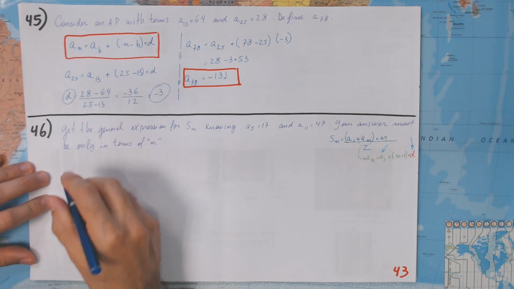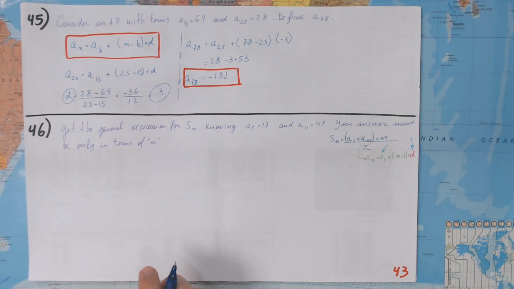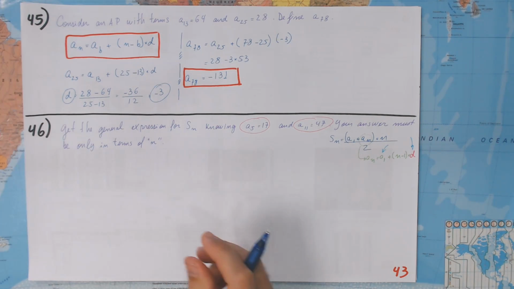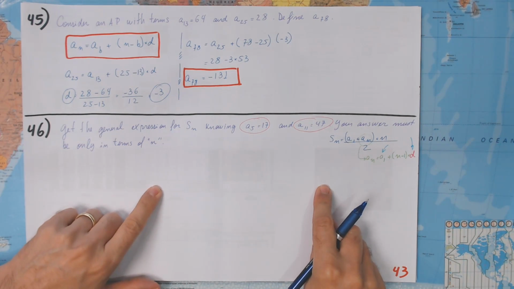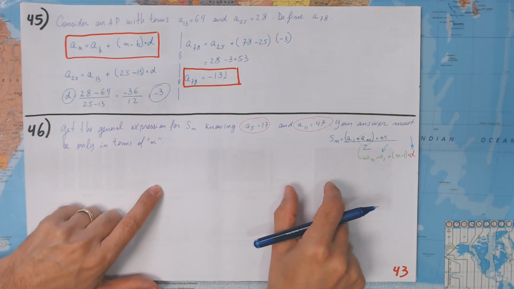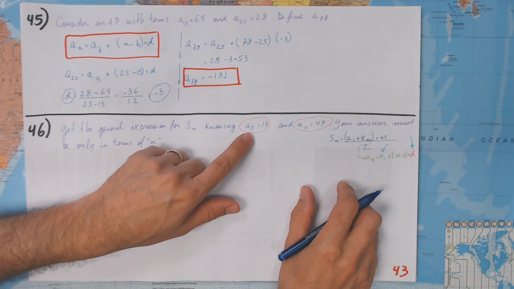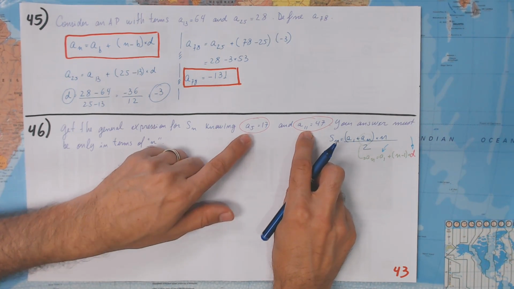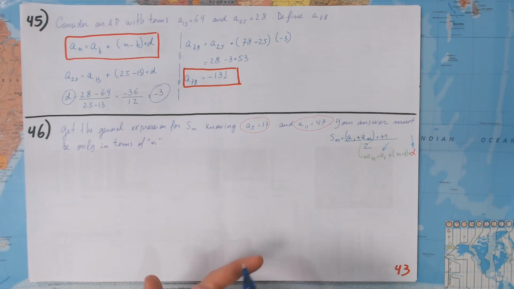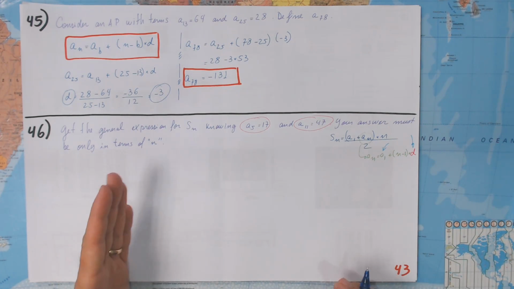Now, how can we find D? Whenever we have two terms, we can know D. Because if we have that term and that term, we know how many terms we have in between, then we just divide by that space and we get D. D is how many intervals we have between A5 and A11. How many intervals do we have? 6, 7, 8, 9, 10, 11. We have 6 intervals going from 17 to 47.